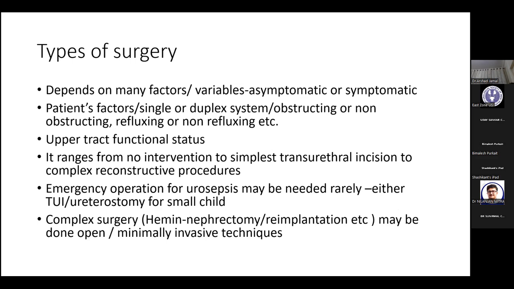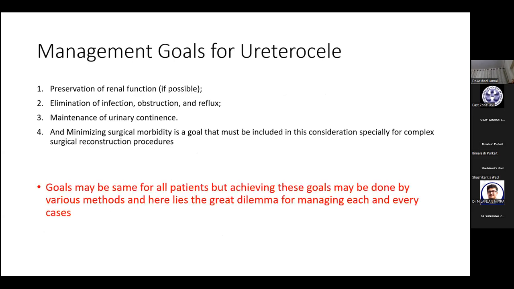Emergency operation sometimes may be needed for urosepsis, either transurethral incision or ureterostomy for a very small child. Complex surgery like heminephrectomy or reimplantation may be done open or by minimal incision technique.